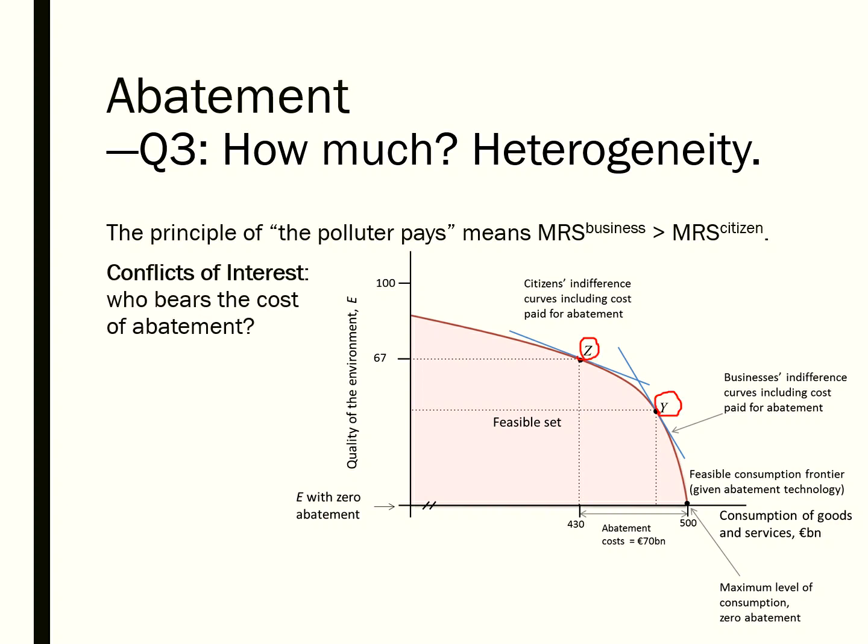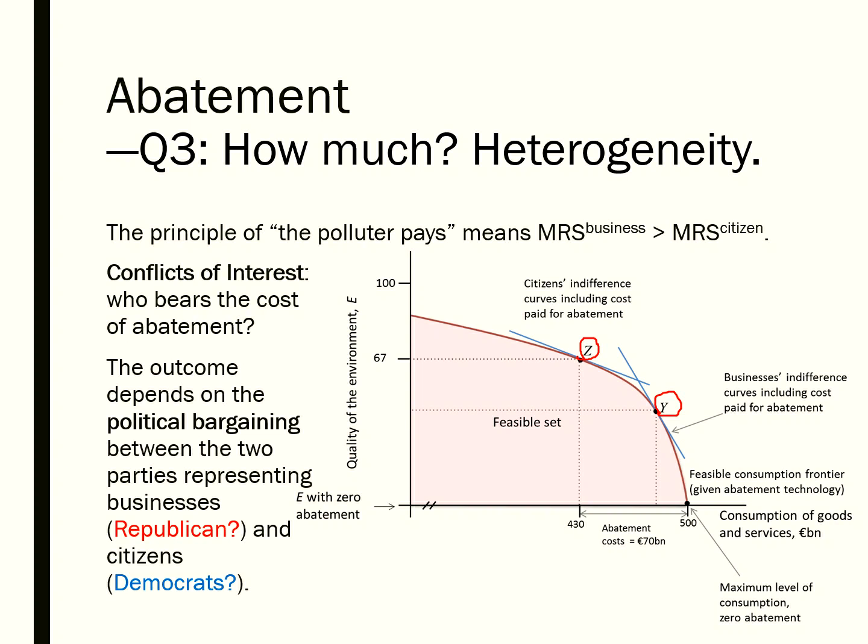There is a conflict of interest between the citizens and businesses, so the outcome depends on the political bargaining between the two parties. In the US, for example, the Republicans tend to represent the interest of businesses, and Democrats tend to represent citizens. So the final reconciliation lies between Z and Y.